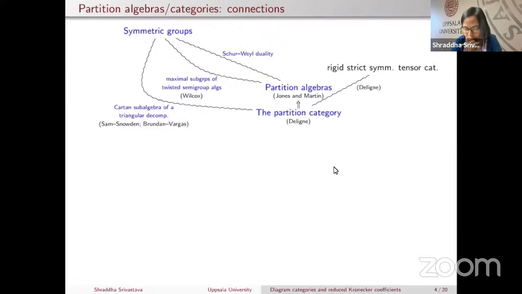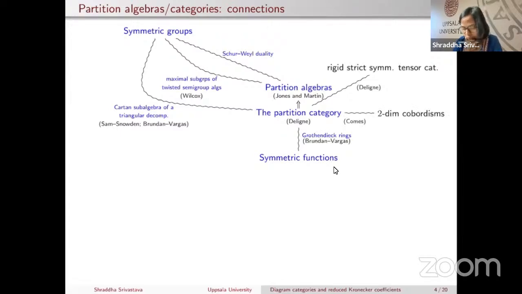Deligne also observed in his work that the partition category is a tensor category, where the tensor structure is symmetric, rigid, and strict. We are not going to explain this terminology, just to inform. And once a category has a tensor structure, its representation categories also have a tensor structure. So in particular, an appropriate Grothendieck group is going to have a ring structure. And what Brundan and Vargas showed is that the Grothendieck group is isomorphic as a ring to the ring of symmetric functions.